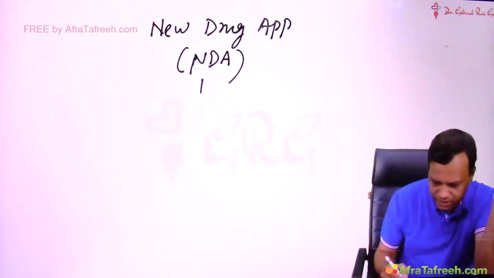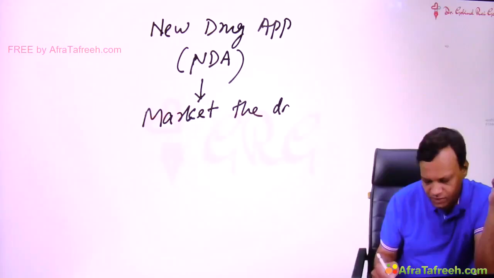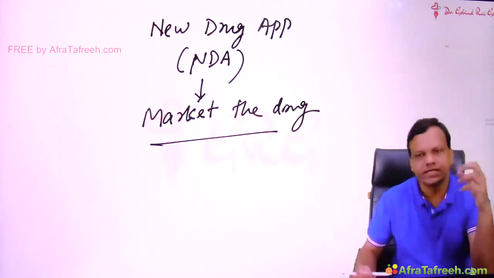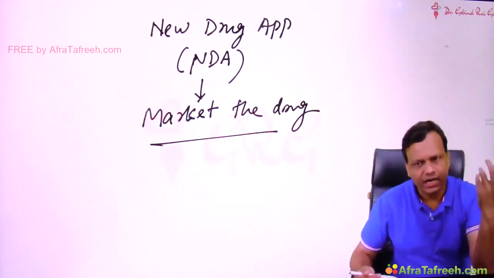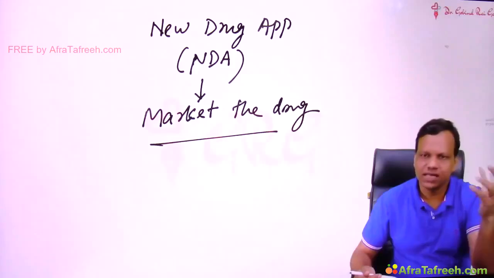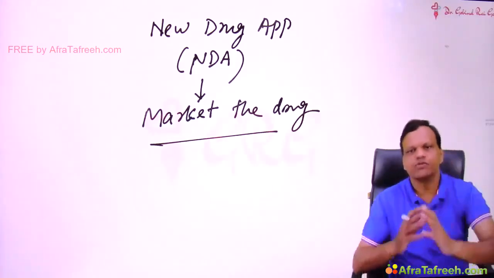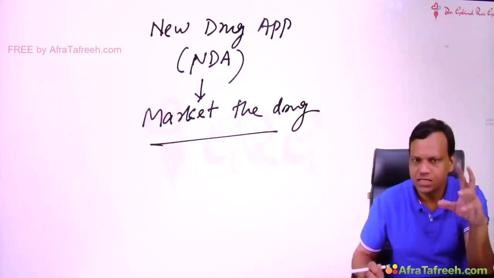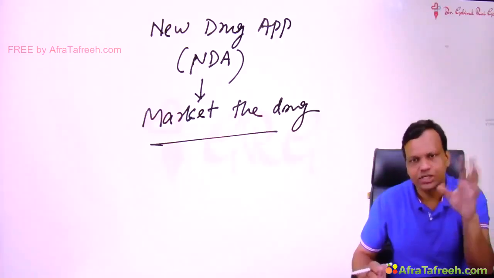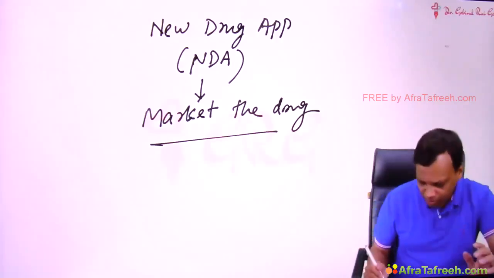So NDA is written to get the permission to market the drug. In this, we ask to market the drug. We send the data of phase 1, 2, 3 trials. They study the data, and if they think that it is good for humans, then they will give the permission to market the drug. So after the approval of NDA, the drug will come into the market. Okay? So two applications: one is IND, second is new drug application.